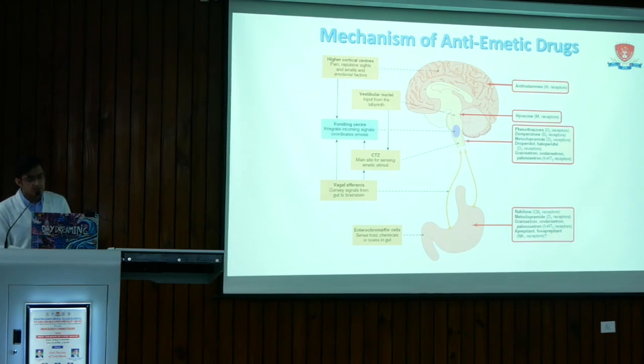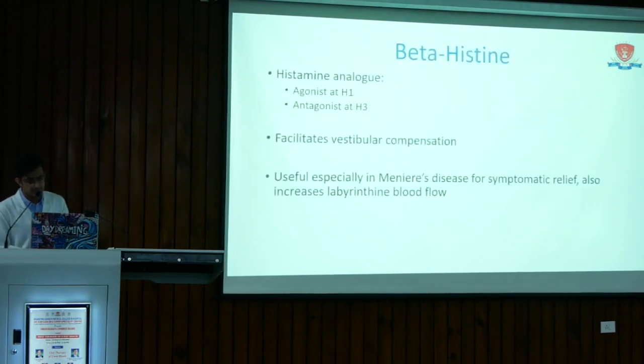The chemoreceptor trigger zone, which is the main site for sensing emetic stimuli, is acted upon by phenothiazines, domperidone, metoclopramide, granisetron, ondansetron, palonosetron, as well as vagal efferents, which convey the signals from the gut to the brainstem, are derived from enterochromaffin cells, which are acted upon by nabilone, metoclopramide, granisetron, ondansetron, and aprepitant.